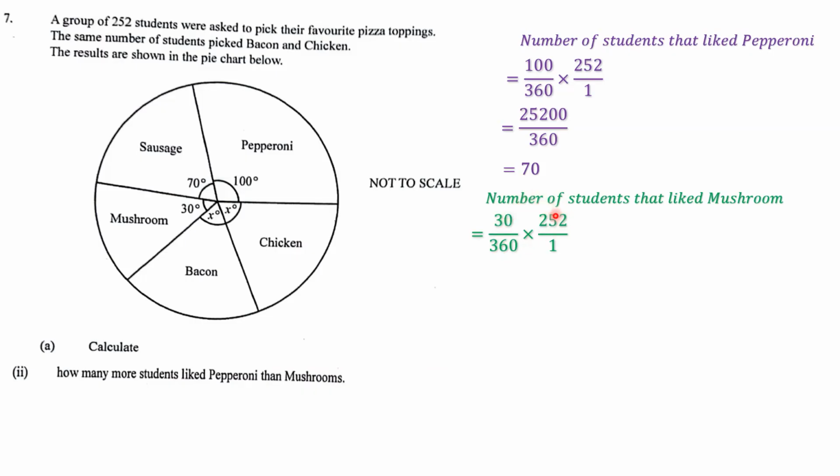30 times 252 is going to be 7,560. And 360 times 1 is going to be 360. We divide these two numbers and we get 21. So that means that 70 students like pepperoni, but 21 students like mushroom.